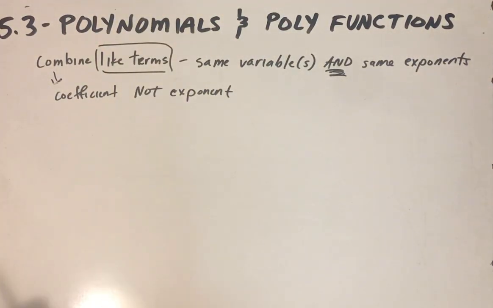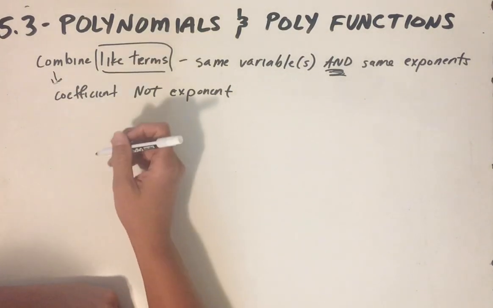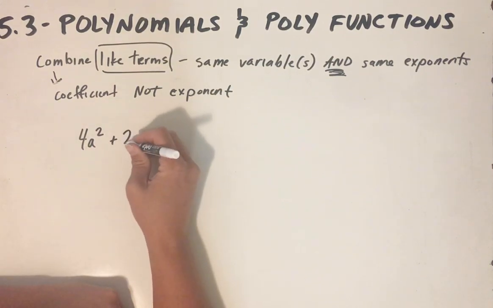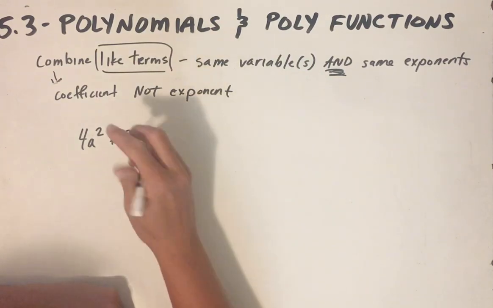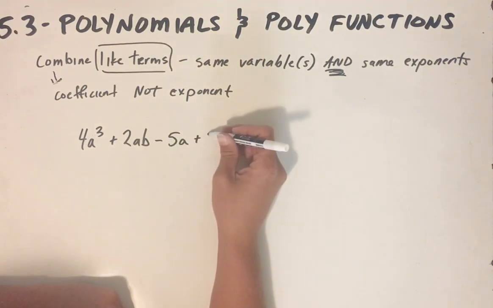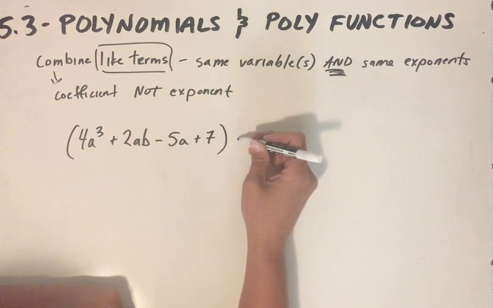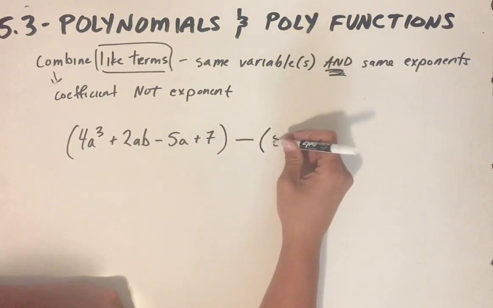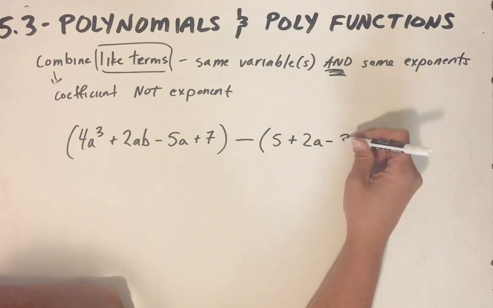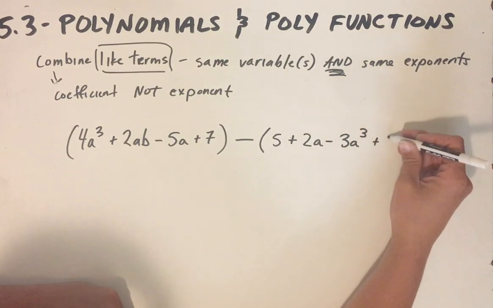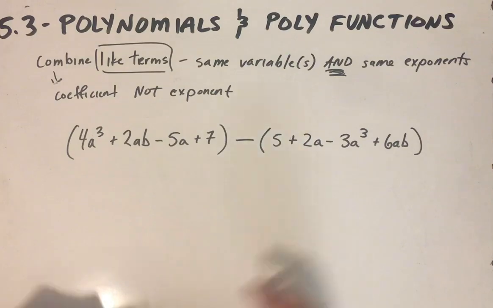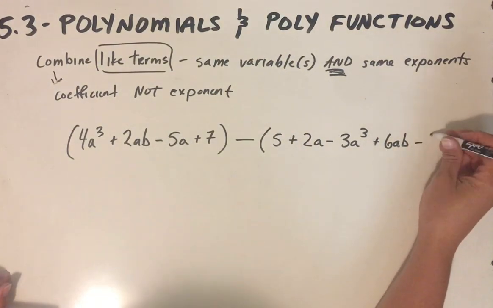Keep in mind these won't always be given to you in standard form. So you might be given something like, let's do this. And then we want to subtract here, and we're going to subtract 5 plus 2a minus 3a cubed plus 6ab. Actually, let's add one more on here. We'll just do a minus b.